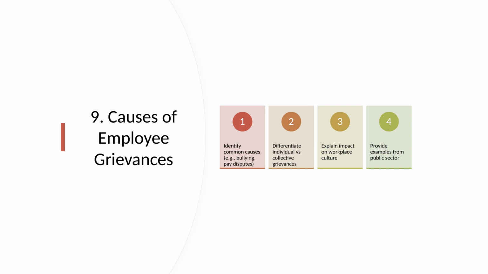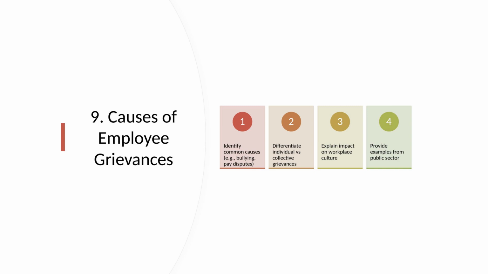Grievances arise from perceived injustices like bullying, unfair pay, poor communication, or unsafe conditions. Individual grievances affect one person. Collective ones involve a group. Poorly handled grievances lead to low morale, high turnover, and reputational damage. Post-merger, unclear roles or inconsistent policies are likely triggers. Use case examples from NHS or civil service to illustrate. Frameworks like the psychological contract and equity theory can deepen your analysis.